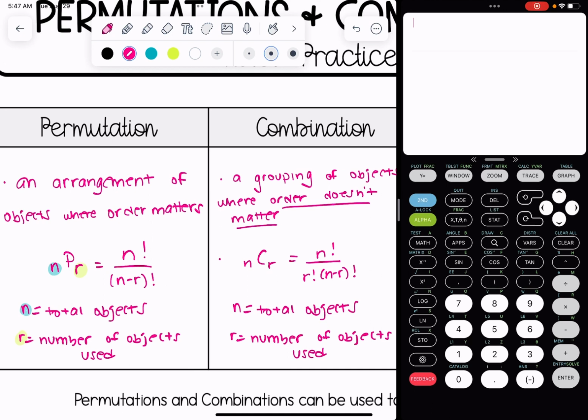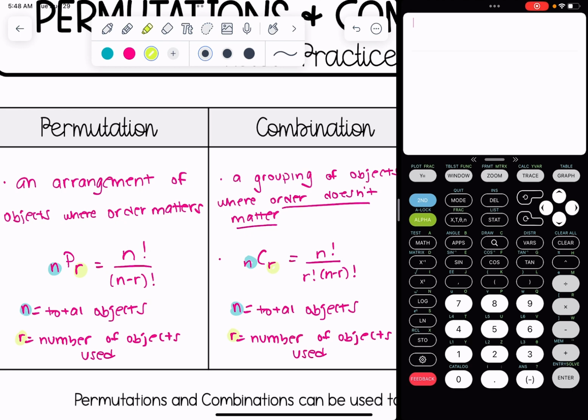That's basically the math that your calculator is doing when you use it to find permutations and combinations. So you could use your calculator in place of that formula. And once again, n is the total number of objects, and r is how many objects we're going to use.